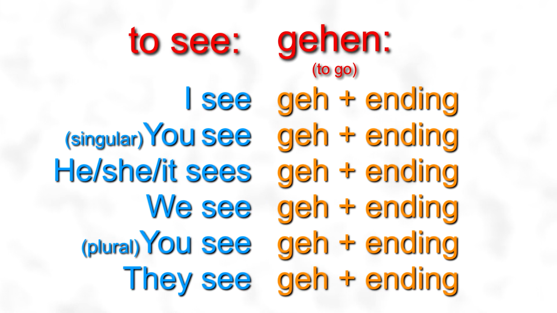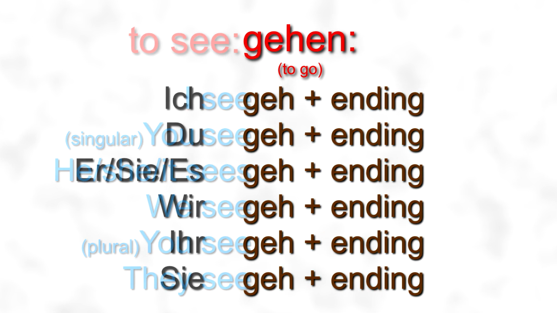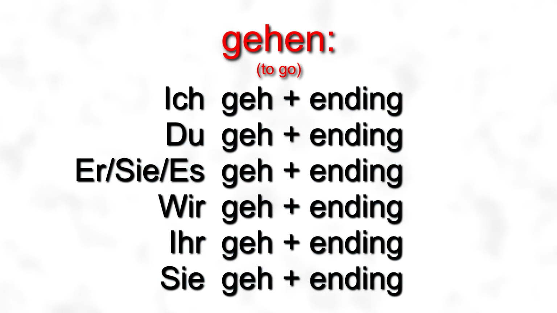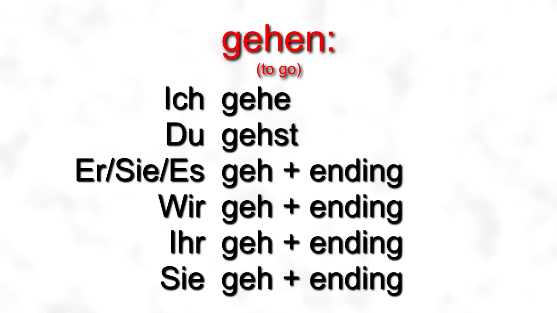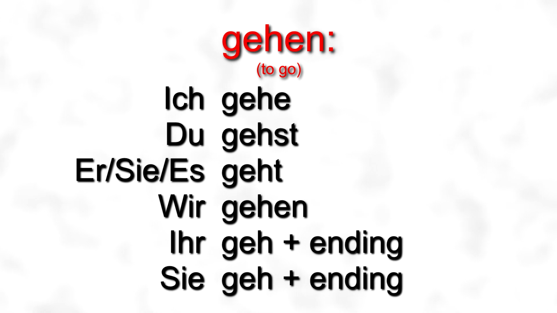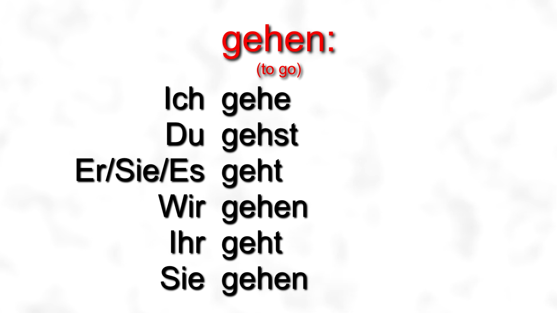Most verbs are regular and follow a simple pattern. For the pronoun ich, you add an e. For the pronoun du, you add s and t. For the pronouns er, sie, es, you add a t. For the pronoun wir, you add an en. For the pronoun ihr, you add a t. And for the pronoun sie, you add an e and n.